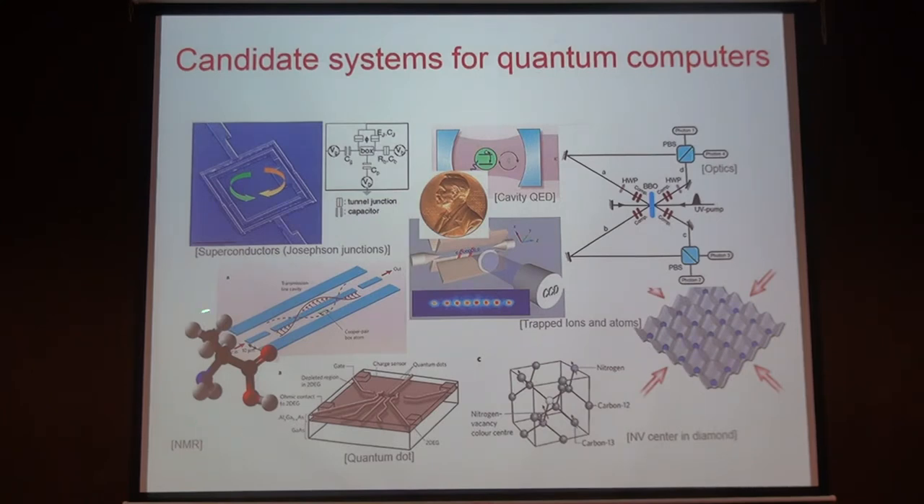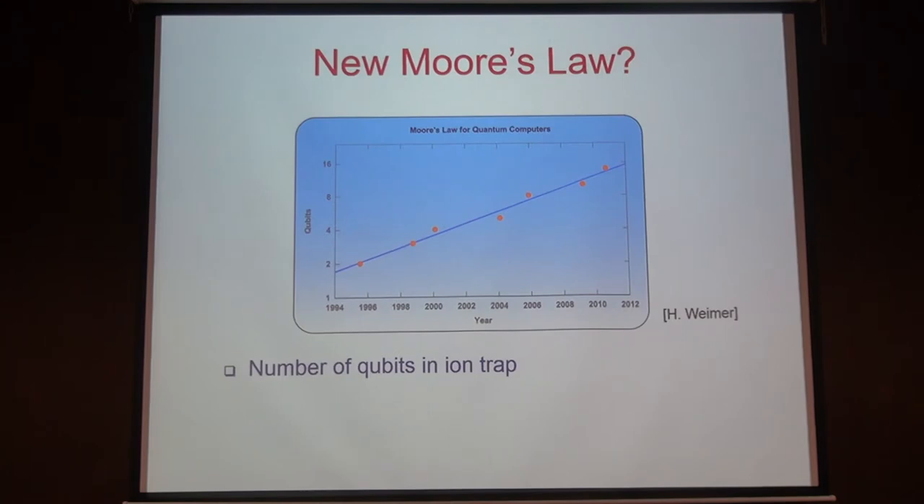We could also say this has been awarded a Nobel Prize. So people have already started not only thinking about these issues, but also working towards that. And this is possibly a new Moore's law that's emerging. So this is for the ion trap.